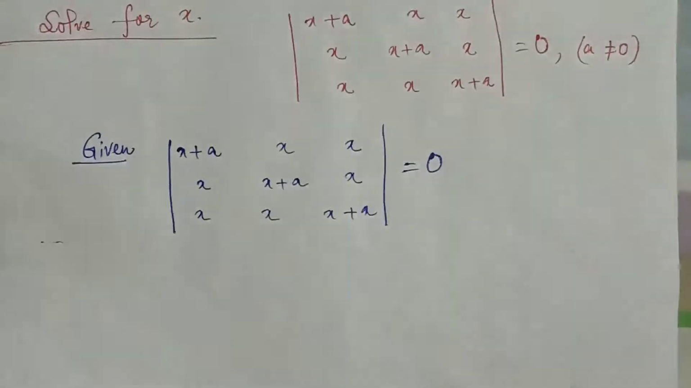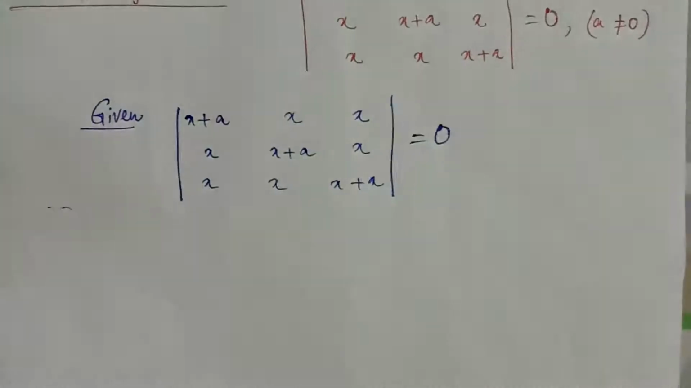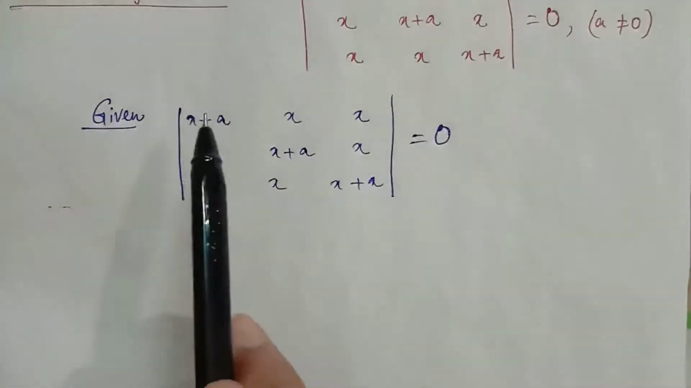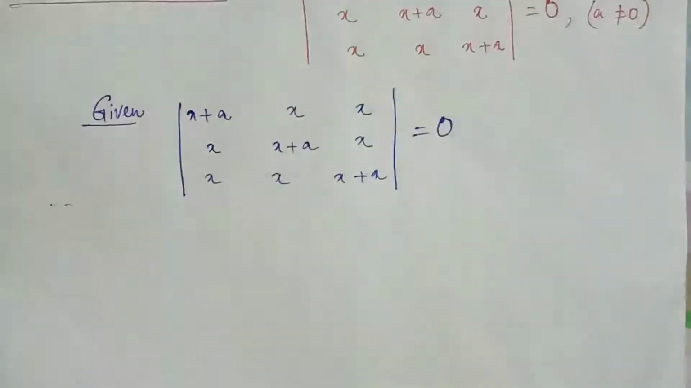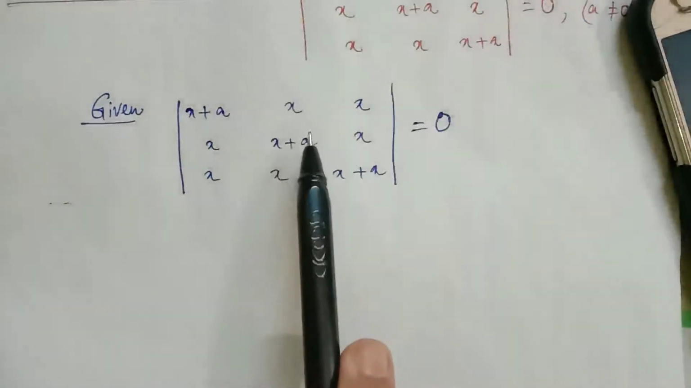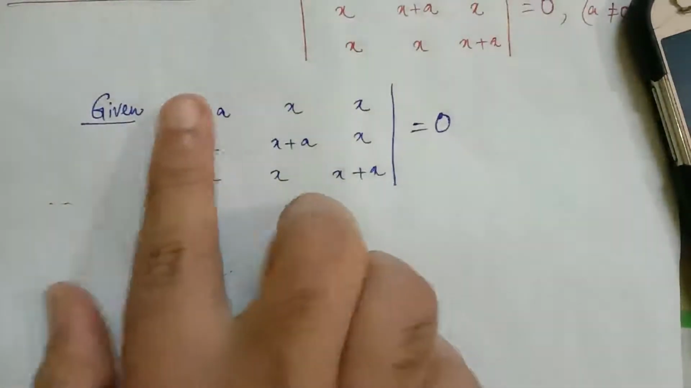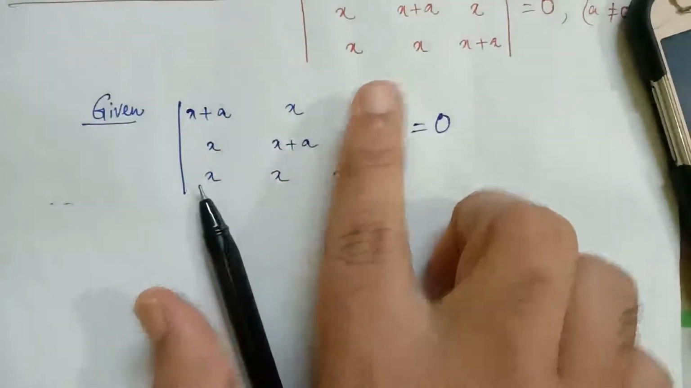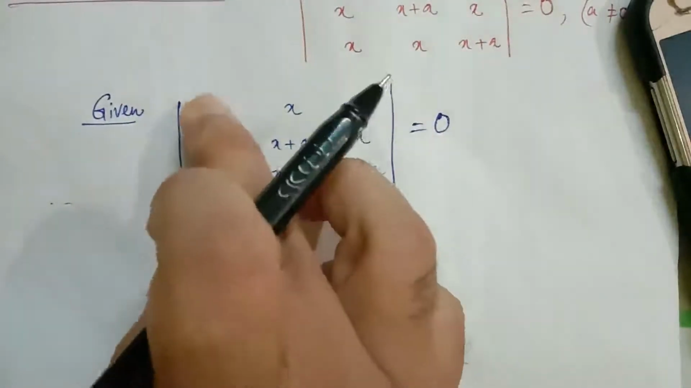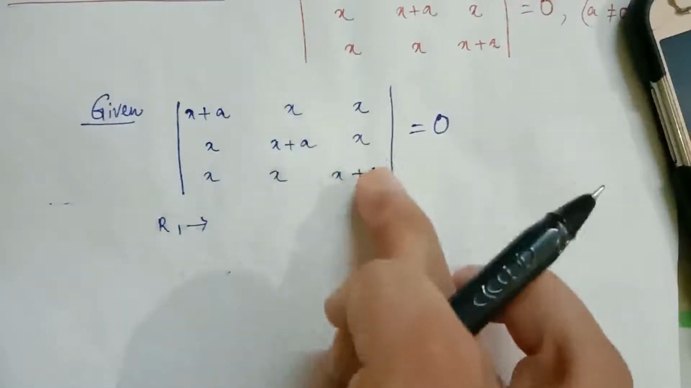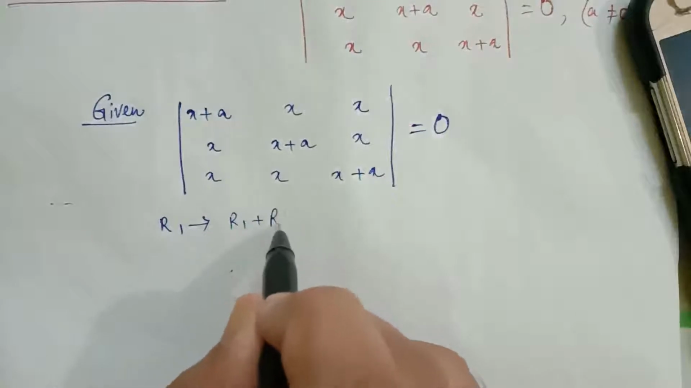Here we have to start with the given condition. Given the value of this determinant equal to 0. Now you can easily notice these three elements x plus a, x, x are also here in the second column, x, x plus a, x, and these three elements are also x plus a. So these three elements are same. So you know what we have to do? If we add this 3 and this 3, we'll get the same element here. So replacing R1 by R1 plus R2 plus R3.